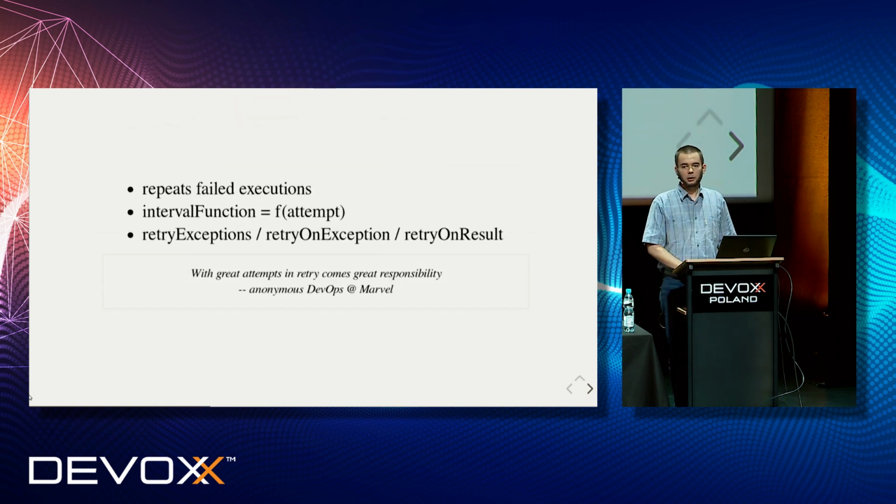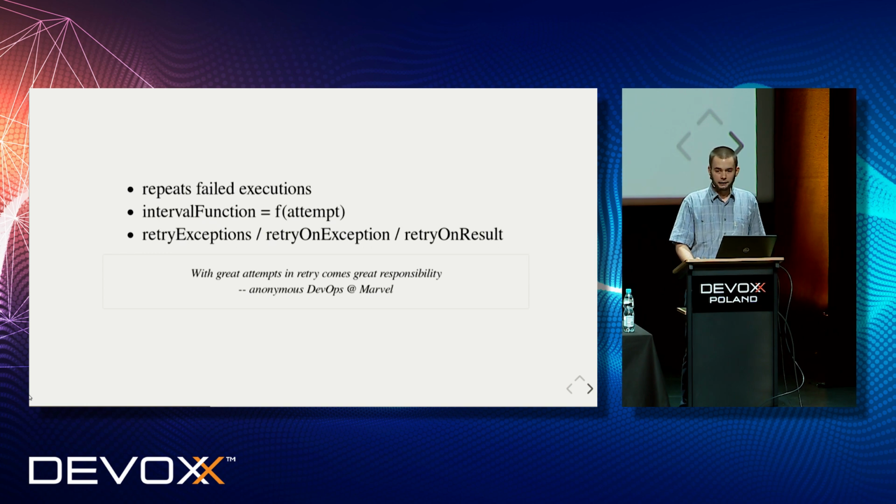Why? Because you can configure just a few things in retry. First is the number of attempts, which is obvious. The second is the interval function. By default, it is constant time, but you should probably replace it with some function provided by Resilience4J, like exponential backoff or maybe a randomized one. You can write a custom function. It is a function of the number of attempts, the current attempt. And with some conditionals, you can make your retry more intelligent, smarter.